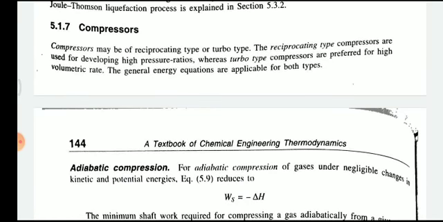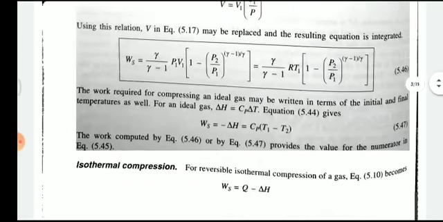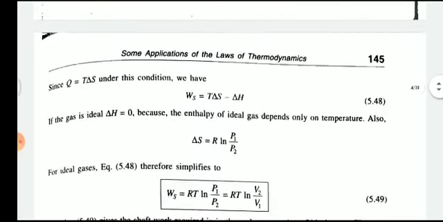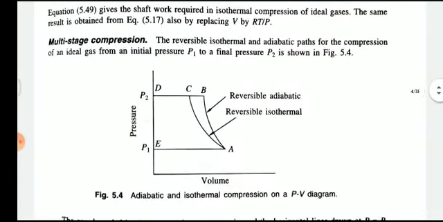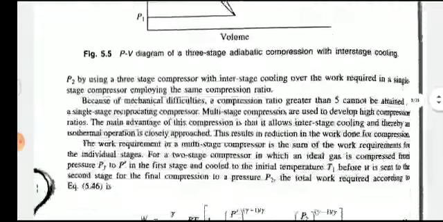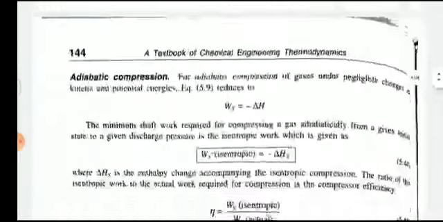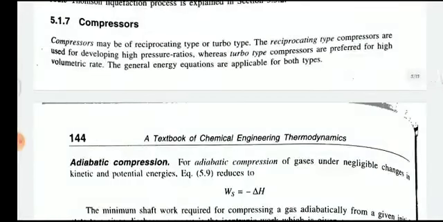The next topic is compressors. Compressors have various parts to complete the process. We completed this in the IC engine, EC engine. So, compression process: which types of compressions? Let's see. Compressors may be reciprocating type or turbo type.